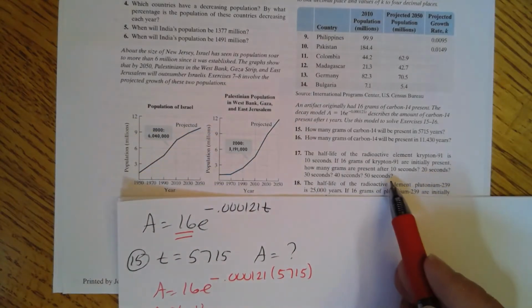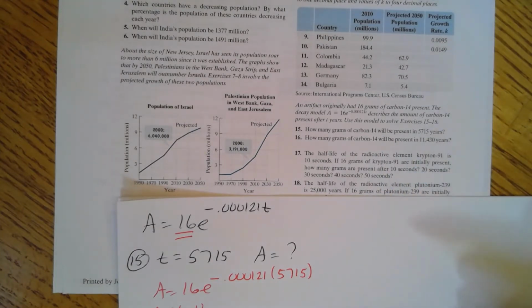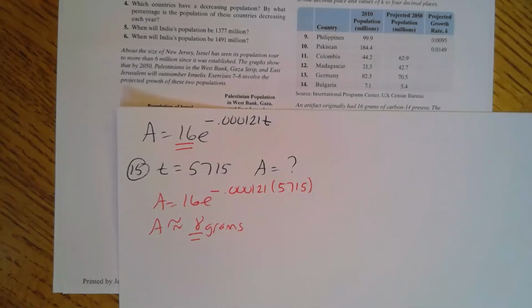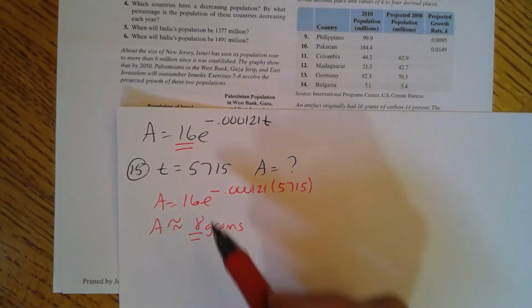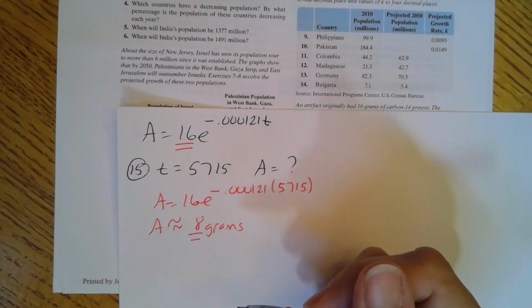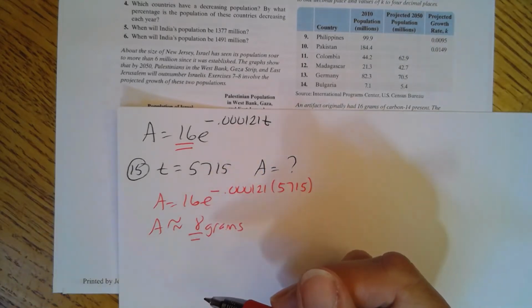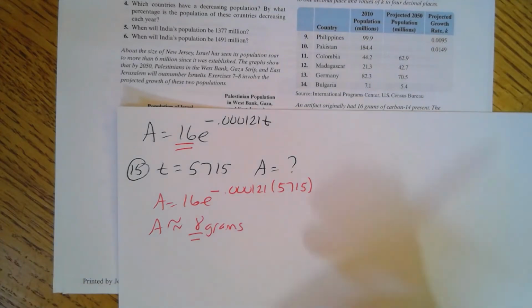So after 11,430 years, you're going to do the same thing. We just want to realize that the half-life is how long it takes for half of the amount to disappear. And it's never going to be completely gone because there's always going to be a trace left, but it's just going to be half every 5,715 years. So carbon-14 dating is pretty cool because it will be able to tell you how old something is.